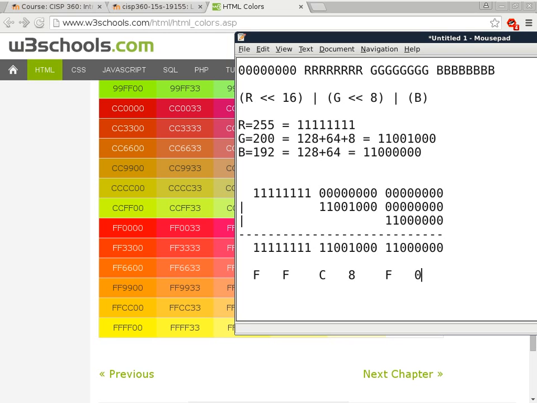And oops, I said one thing and I wrote down another thing. This is a C, sorry. 1100 is a C. So if you plug in, pound FFC8C0, then you should get something that is kind of pinkish in color. And so you can see that the conversion from base 2 to base 16 is really easy. Once you can remember a 16 entry table, you can do it almost instantaneously.